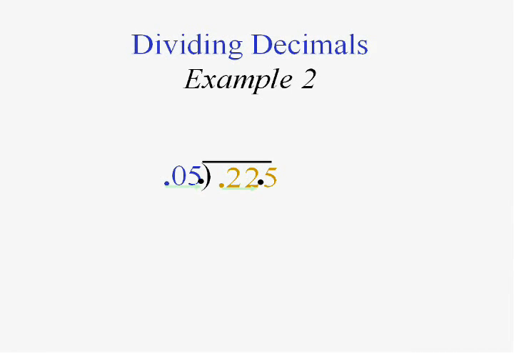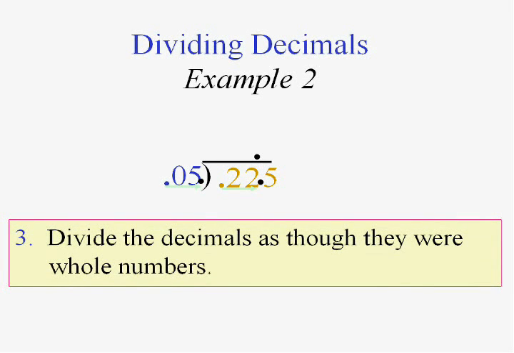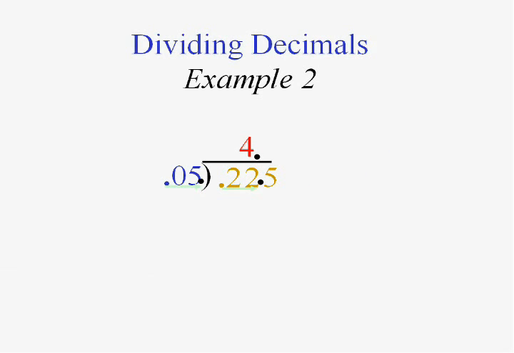And I'm going to right away, because I'll forget, put the decimal point up where it is right now in the answer. And now, just forget that it's there and do the division. 5 into 22 goes 4 times. I make a guess. I multiply. I subtract. Bring down the next digit.